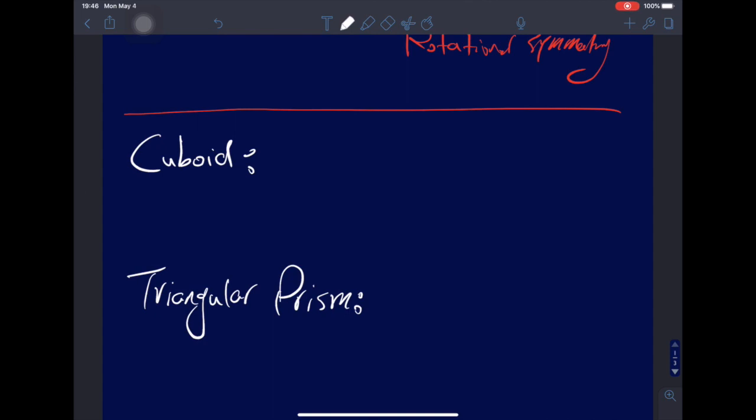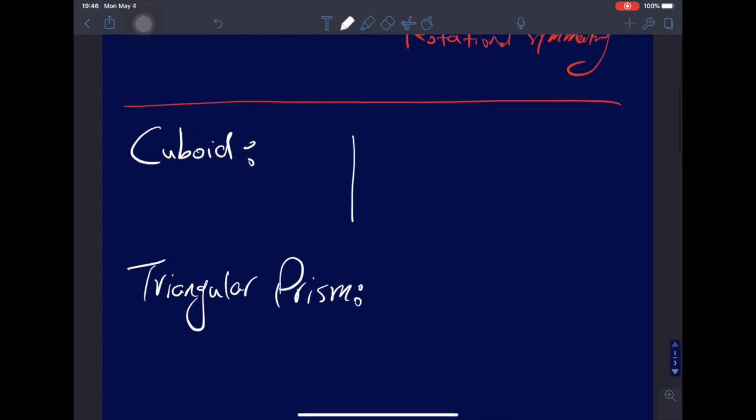So we're going to have 1, 2, 3, and 4 rectangles. Therefore, we're going to have this one and this one. So this is the net of a cuboid.